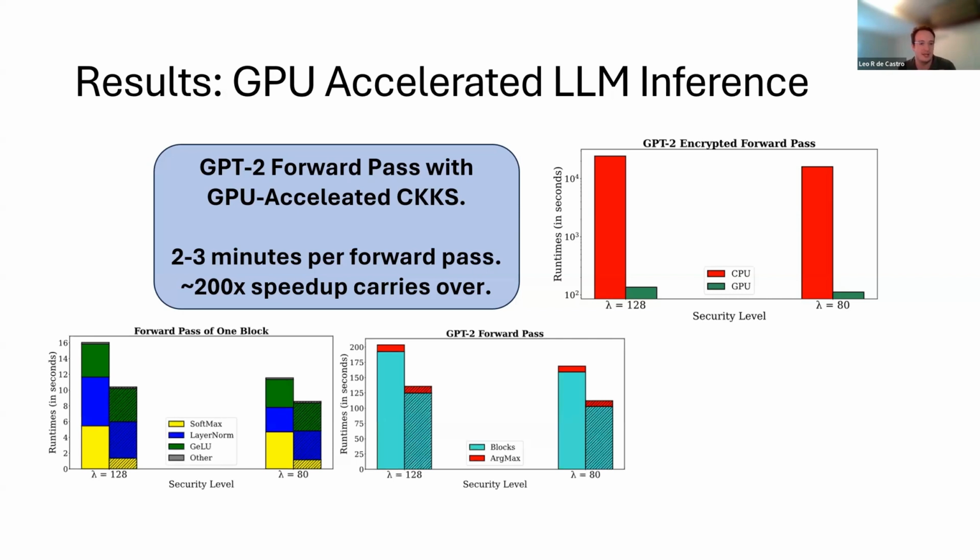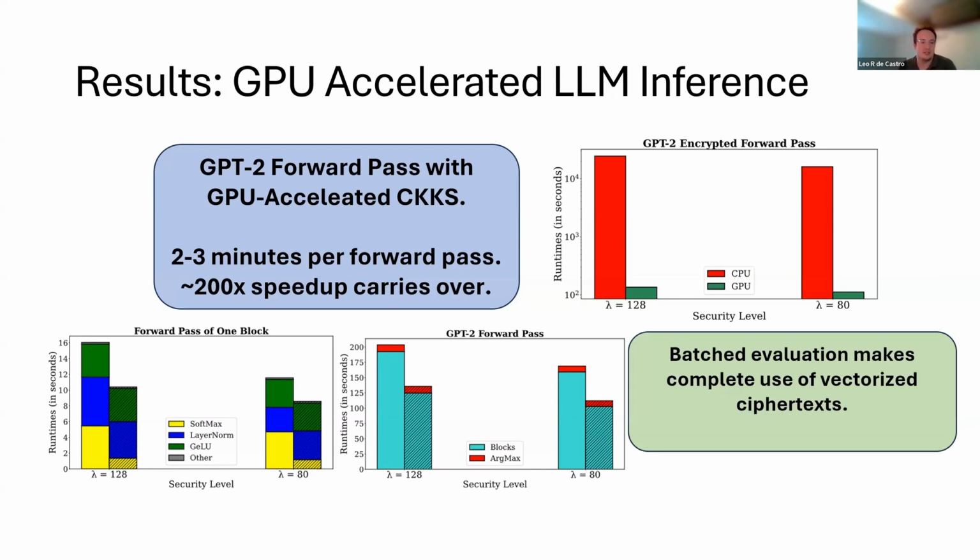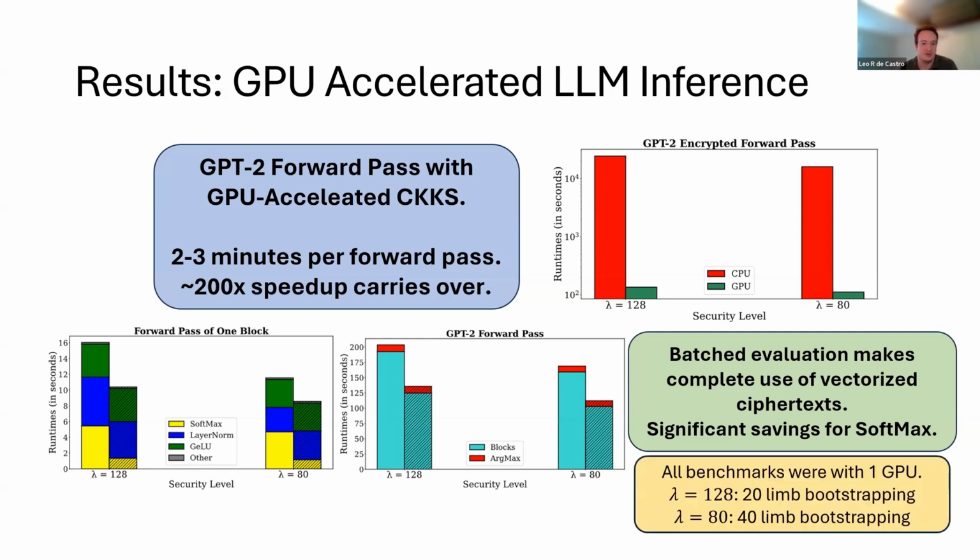As you can see, the linear layers barely register. It's a bit skewed because all of the time for the bootstrapping is absorbed into these activation function benchmarks. But really, almost all of the time is spent on the activation functions. We also benchmarked a batched evaluation that makes full use of these vectorized ciphertexts. And this provides significant savings for the softmax function when the actual input to the function is not very wide, even though the circuit is very deep.